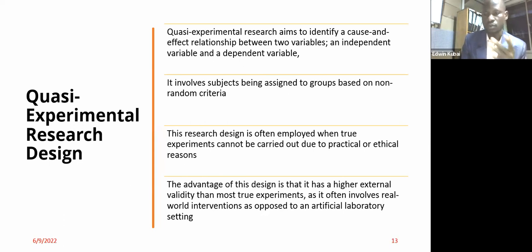This research design is often employed when true experiments cannot be carried out due to practical or ethical reasons. You cannot perform the actual experiment on the variables or on the samples that you have selected. Because if you can carry out the experiment, then you need to go for experimental research design. The advantage of this design is that it has a higher external validity than most true experiments, as it often involves real world intervention as opposed to artificial laboratory settings. So those are some of the issues when you want to carry out your research design.